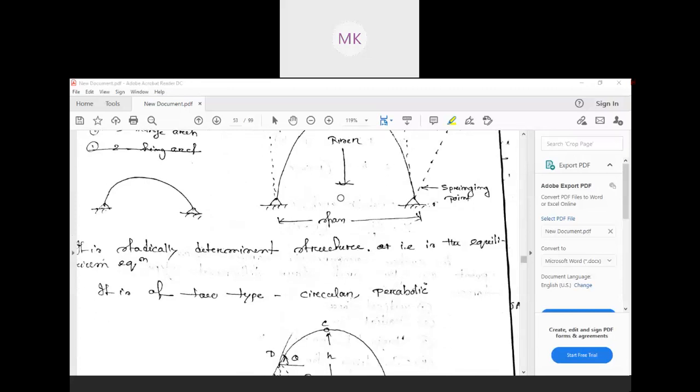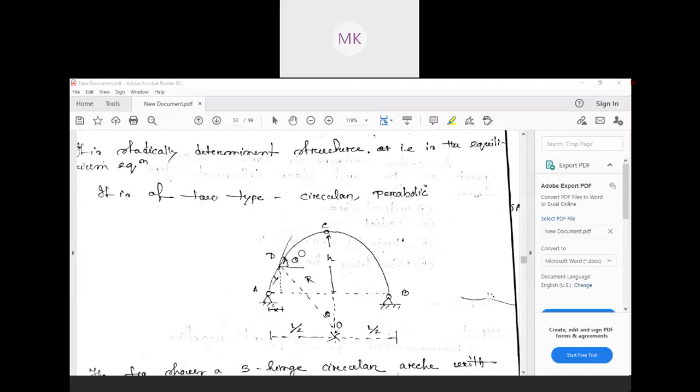It is of two types: one is circular, one is parabolic. We'll discuss both structures and how we need to solve them. This is a three hinge arch. Why is it called three hinge? Because it is hinged at 3 points. It is of two types, circular and parabolic. We will discuss this in the later part.